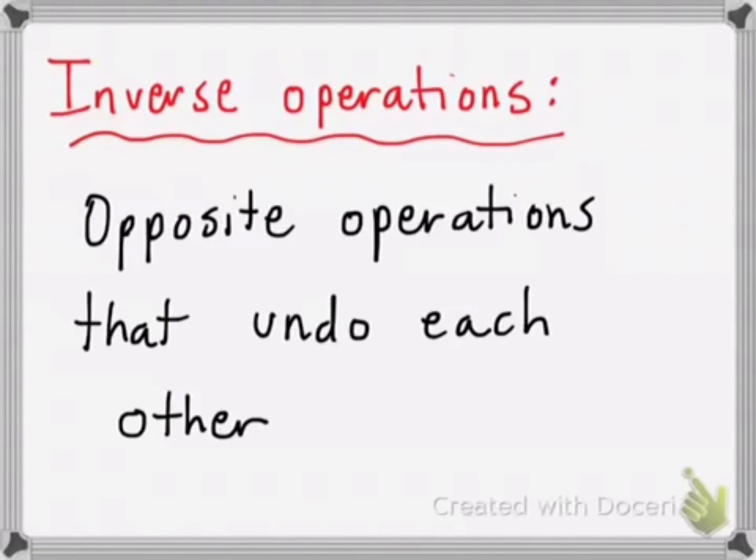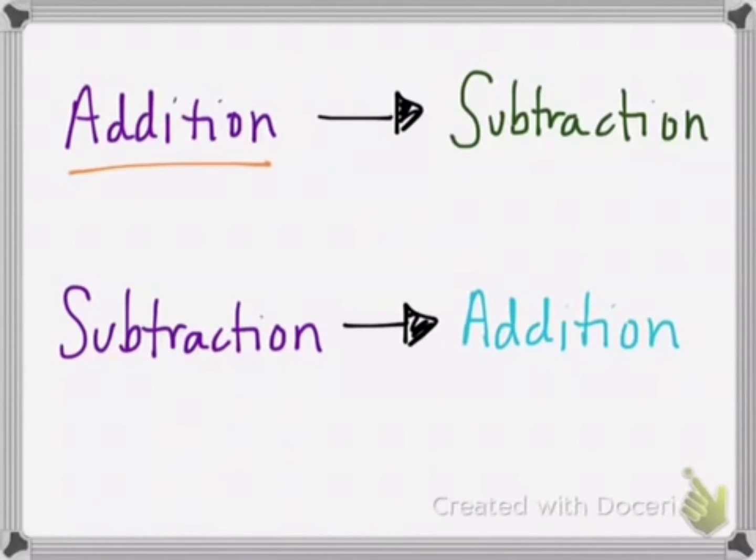The next is inverse operations. Inverse operations are opposite operations that undo each other. So today we're focusing on addition and subtraction. So addition, its inverse is subtraction, they're opposites, they're inverses. And then subtraction, its inverse is addition. So in order to solve an equation, we have to do inverse operations.